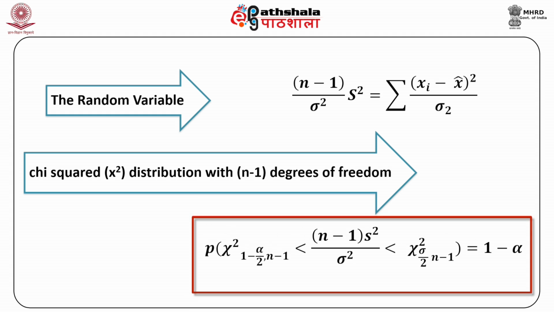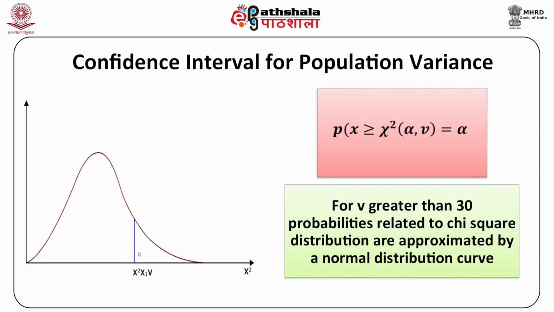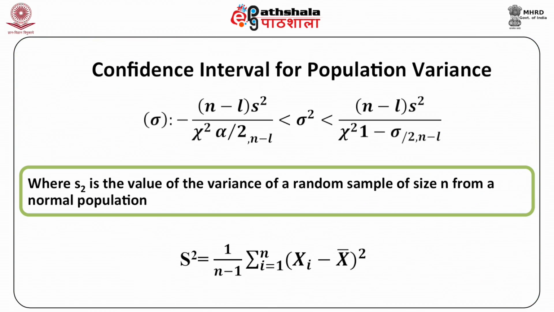This is derived from the following chi-squared distribution diagram, which shows the area or probability to the right of chi-squared alpha is equal to alpha. Hence, for a random variable x having a chi-squared distribution with v degrees of freedom, P(x is greater than or equal to chi-squared alpha, v) is equal to alpha. For v greater than 30, probabilities related to the chi-squared distribution are approximated by a normal distribution curve. Manipulating the inequalities gives the following 100 times 1 minus alpha percent confidence interval for population variance.